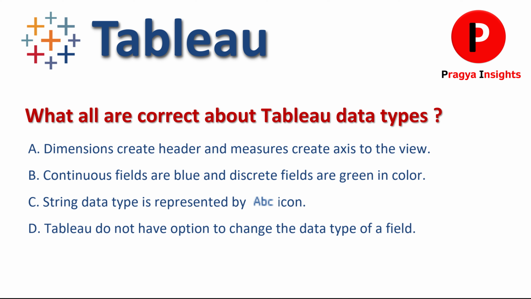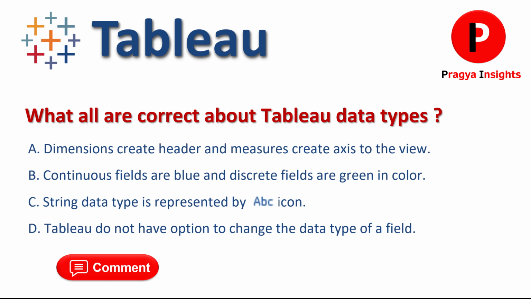So, let's have our warm-up question before we jump into the video. The question is, what all are correct about Tableau data types? A. Dimensions create headers and measures create axes in the view. B. Continuous fields are blue and discrete fields are green in color. C. String data type is represented by the ABC icon. Or option D. Tableau does not have an option to change the data type of a field. I hope you all will be able to answer the question. I will provide you the correct answer in the end.